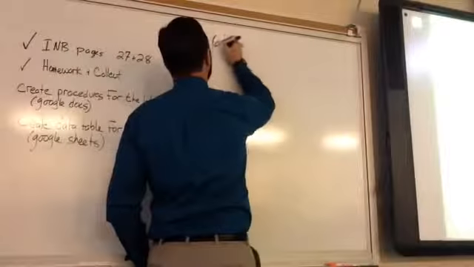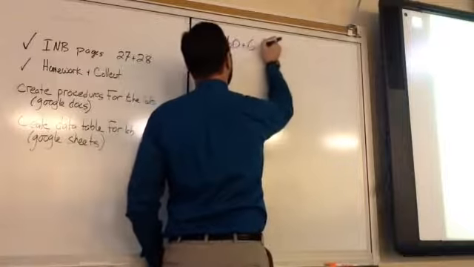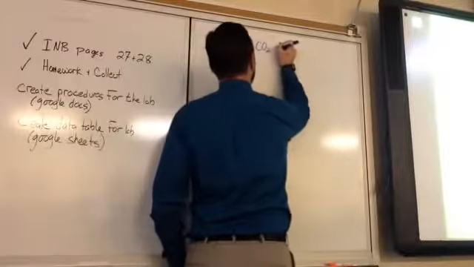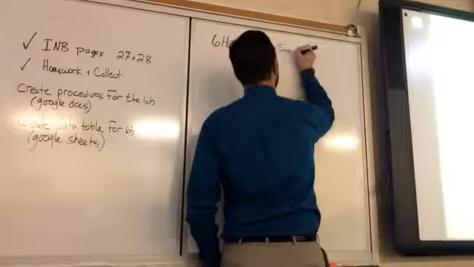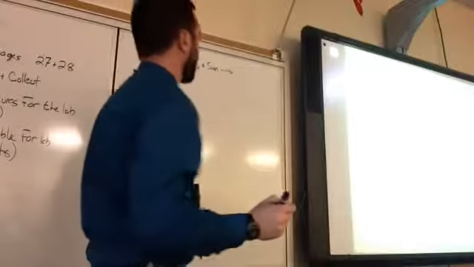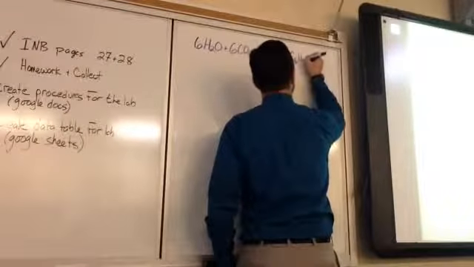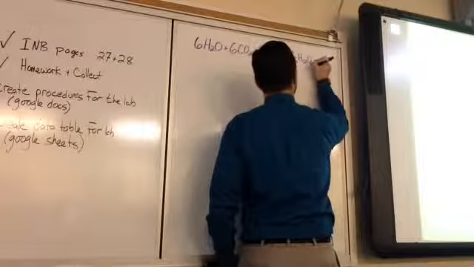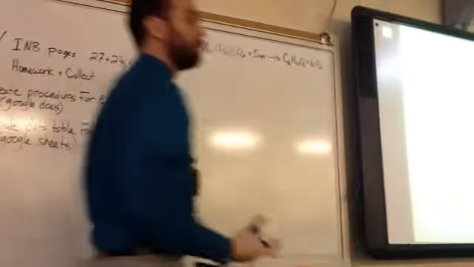There's 6H2O plus 6CO2 plus sunlight equals C6H12O6 plus 6O2. Very good.